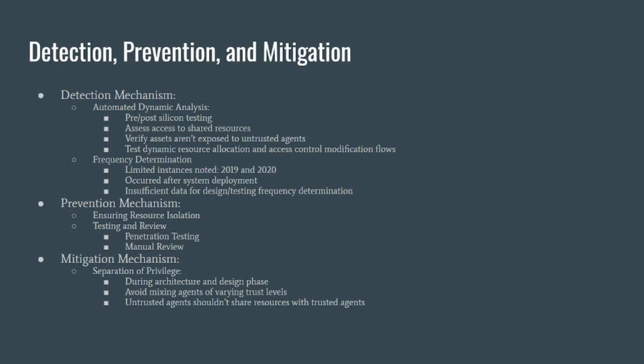When sharing resources, avoid mixing agents of varying trust levels. Untrusted agents should not share resources with trusted agents. The weakness occurs during the architecture and design phase along with implementation. Mitigation can be achieved by isolating resources and ensuring that a check for proper authorization for the resource is done. Once the device is deployed, it can be fixed, but may require physical access depending on the physical implementation of the hardware resources and the severity of the weakness.